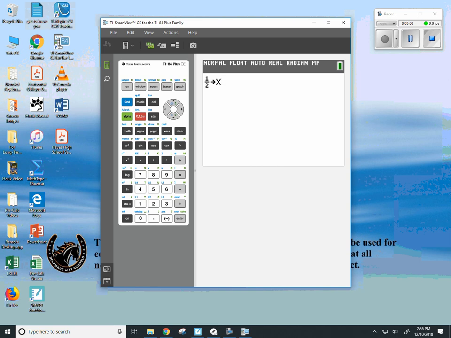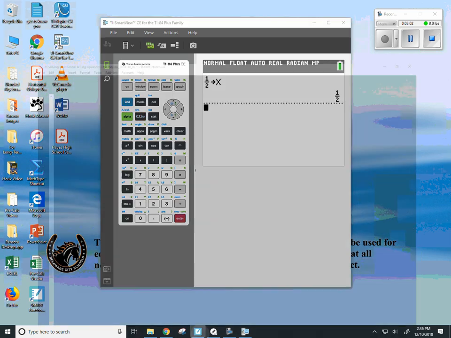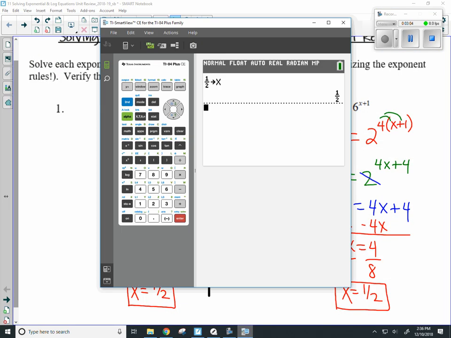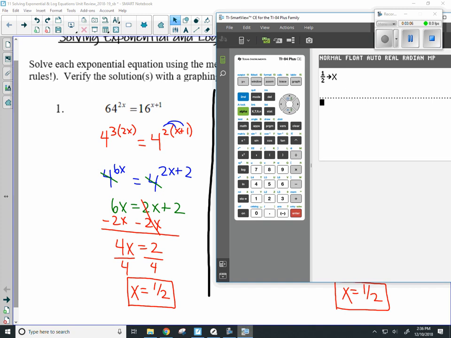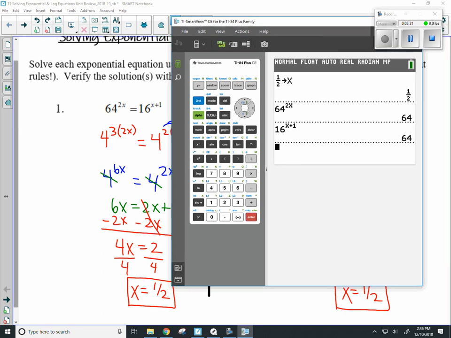stored as x. And then all I'm going to do is go back and type in the left side of the equation. So 64 raised to the 2x. And type in the right side of the equation, 16 raised to the x plus 1. And move it so you can see the whole thing. But if you notice, you get 64 on both sides of the equation. So since you got the same output on both sides, then you know you're correct.